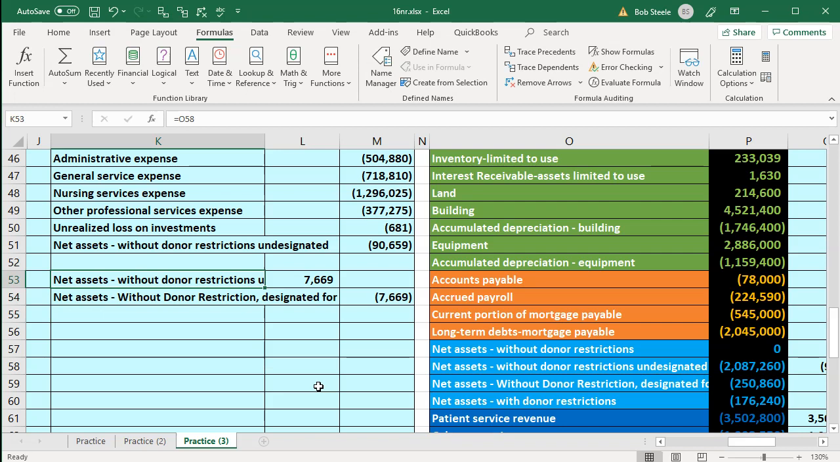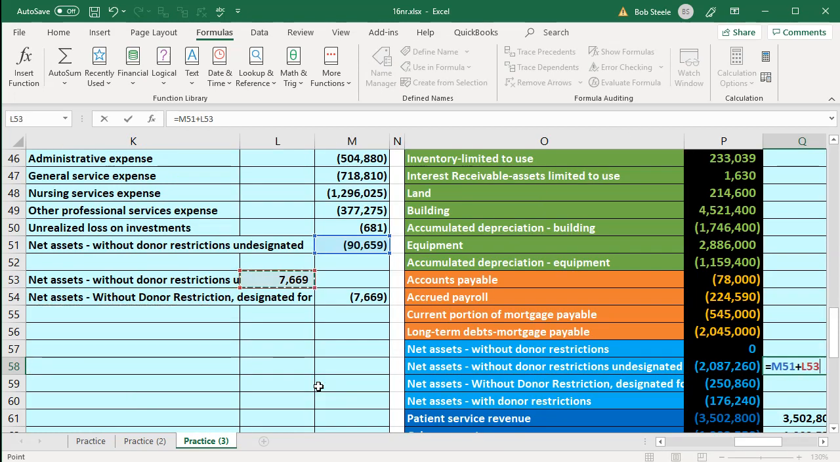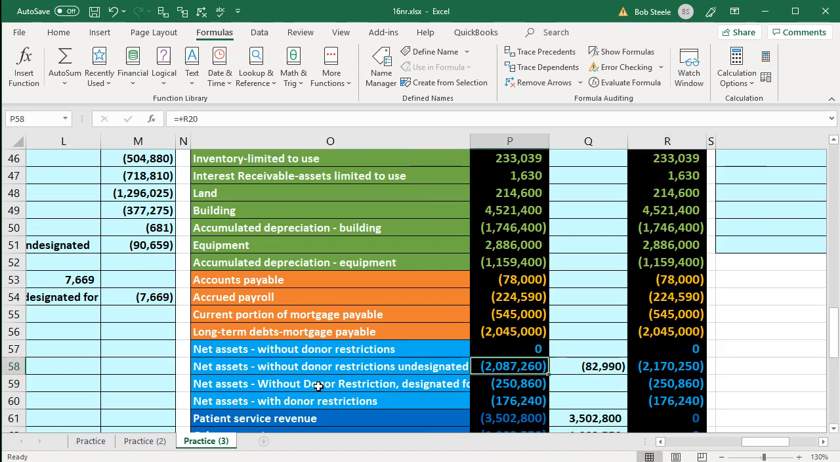So let's record this out. Net assets with donor restrictions is going to go down. That's going to be this one. This is in cell Q58. Within Q58, we're going to say F2 plus F2. Scroll back over and pick up that debit and enter. So there we have that.